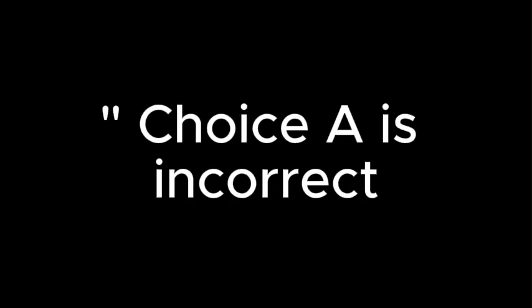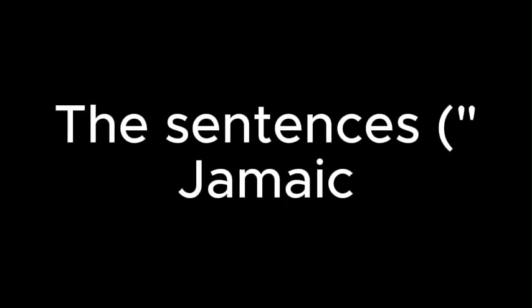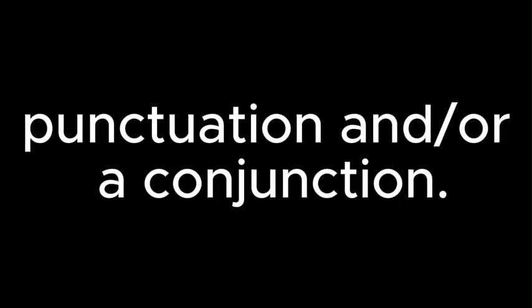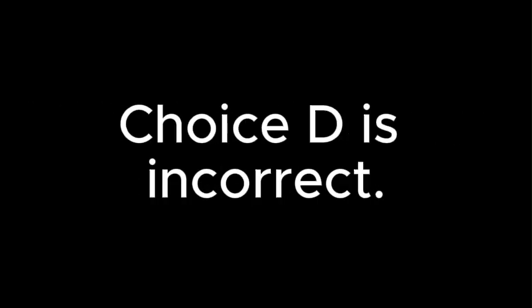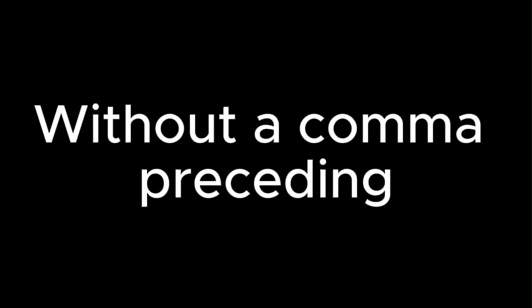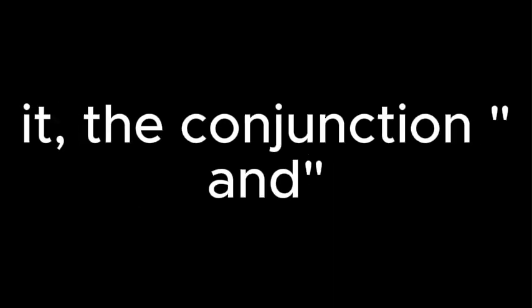Choice A is incorrect because it results in a run-on sentence. The sentences Jamaican, microsculptures, and creations, strands are fused without punctuation or a conjunction. Choice B is incorrect because it results in a comma splice. A comma can't be used in this way to mark the boundary between sentences. Choice D is incorrect. Without a comma preceding it, the conjunction and can't be used in this way to join sentences.